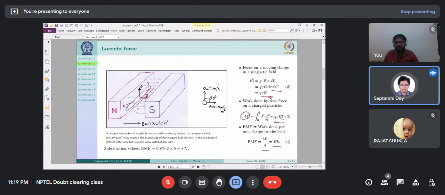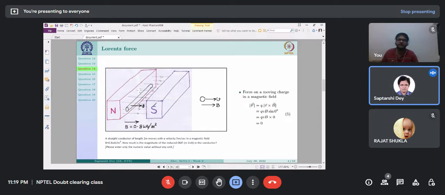Now substituting the values of B, which is 0.8 Tesla, L which is 2 meter, and V which is 5 meter per second, I get the EMF induced in between these two terminals X and Y as 8 volt.